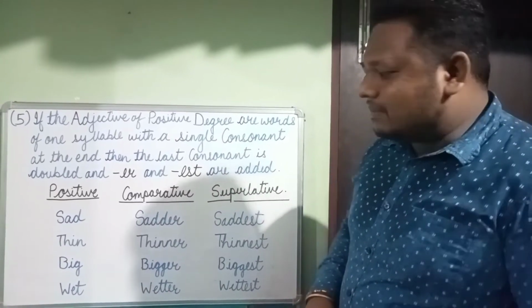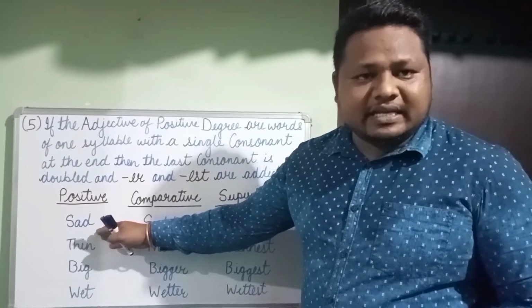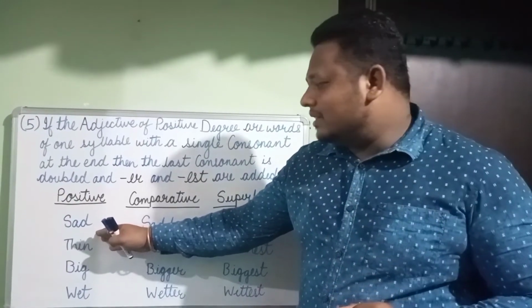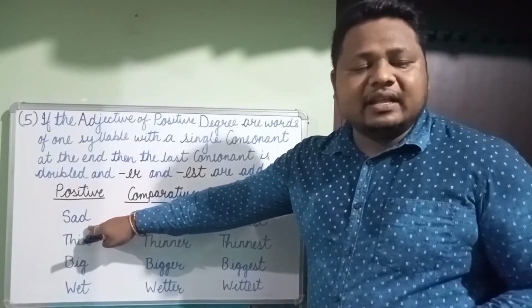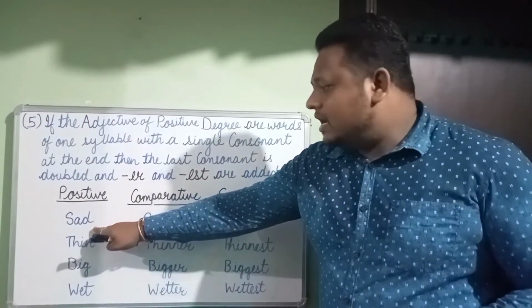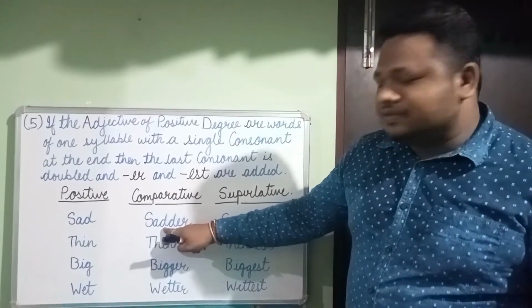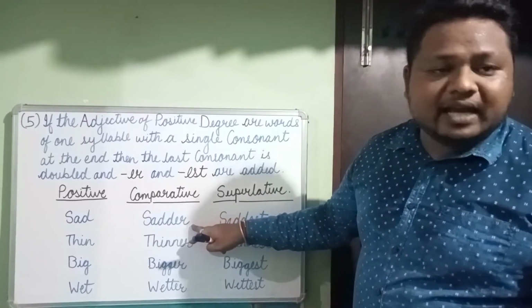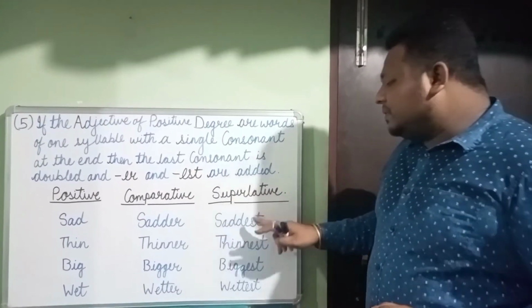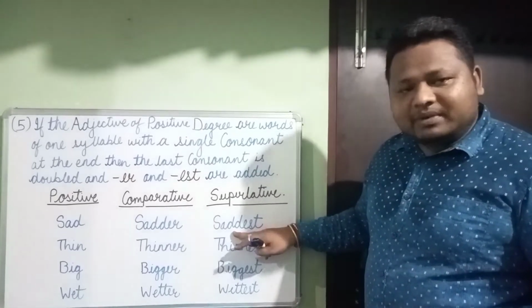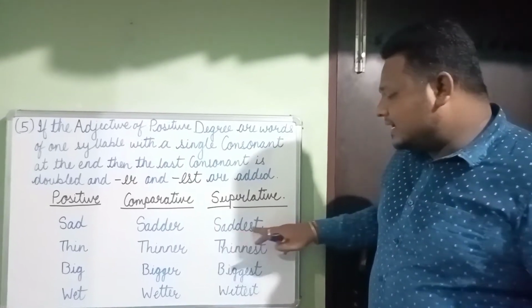Let us see some examples. Sad. It's a word of only one syllable. Here it is ending in a consonant D. So for making the comparative, we have doubled the last consonant and added ER. For making superlative, here also we have doubled the last consonant and added EST.